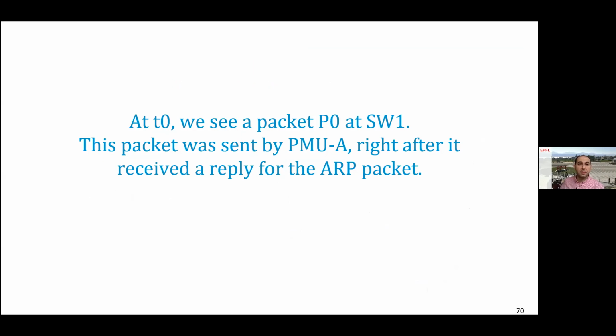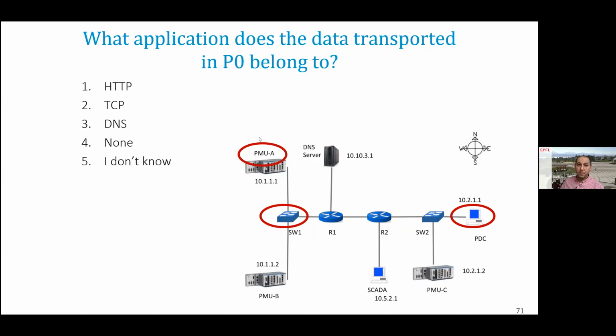Second question: at time T0, we see a packet P0 at switch 1. This packet was sent by PMU-A right after it received a reply to the ARP packet. So here we sent ARP, and R1 answered with its MAC. Just after, we see a packet at switch 1. What kind of packet is it? What application does the data transported in P0 belong to? Poll.